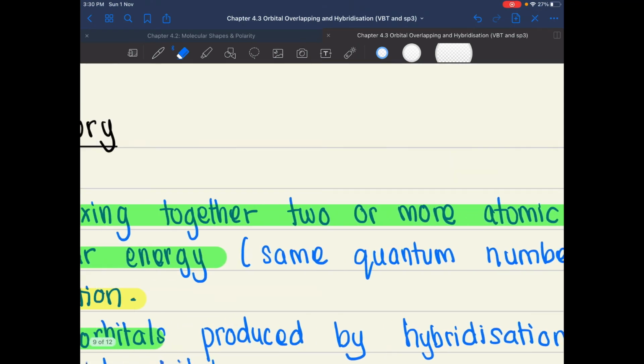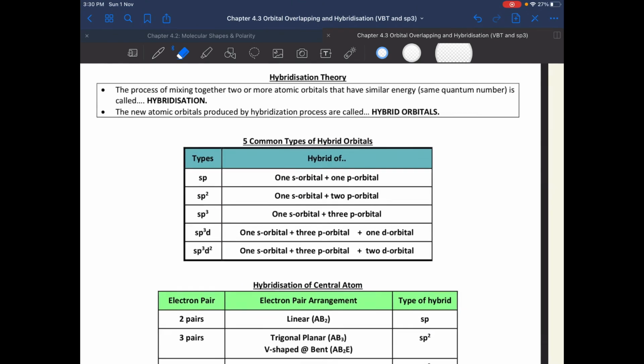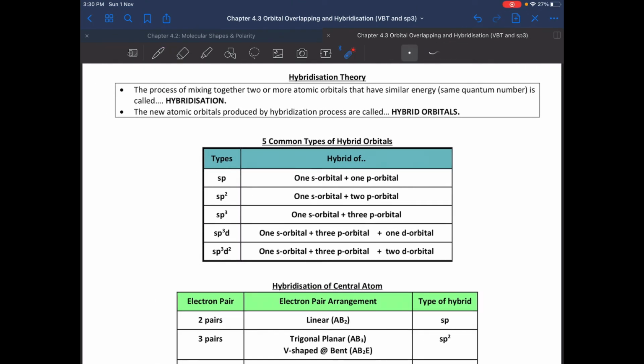Banyak lagi type of orbital yang lain. So let us look here in your notes. Okay, so as you can see, there are 5 common type of hybrid orbital. Ada 5. Okay, so let's say if we mix 1s orbital and 1p orbital, the hybrid orbital akan jadi sp hybrid orbital. Tapi kalau kita mix 1s orbital dengan 2p orbital, kita akan jadi sp2. Okay. So, kalau kita mixkan 1s orbital dengan 3p orbital yang macam tadi, so we will form sp3 hybrid orbital.